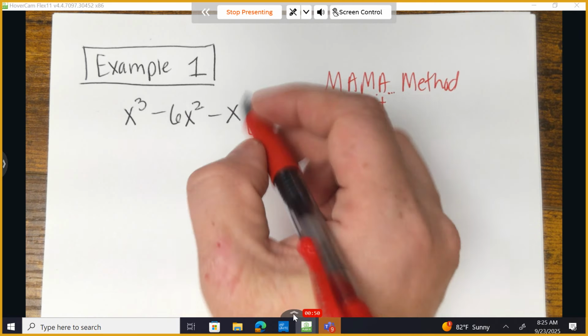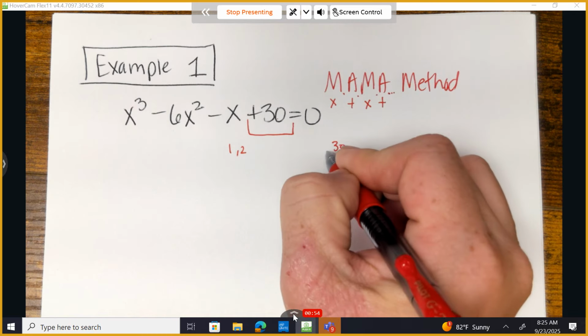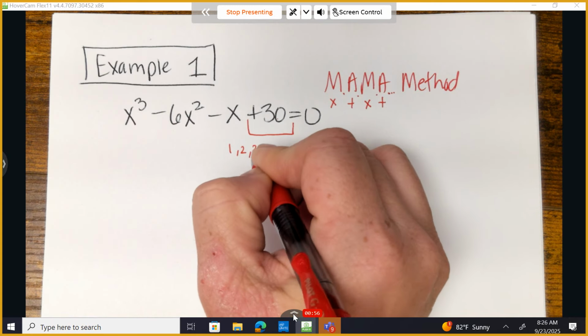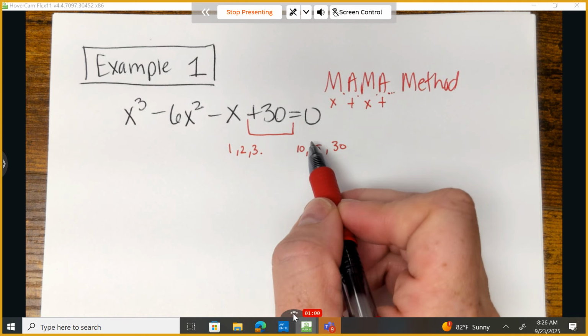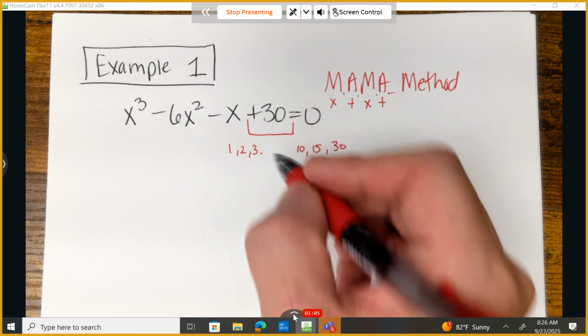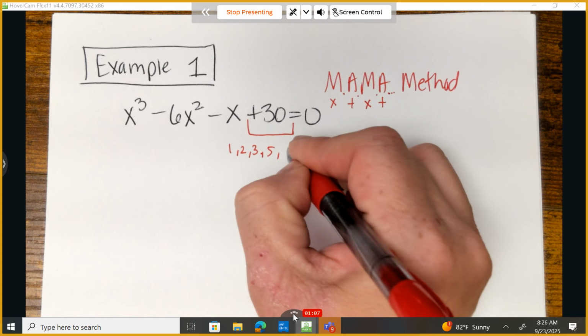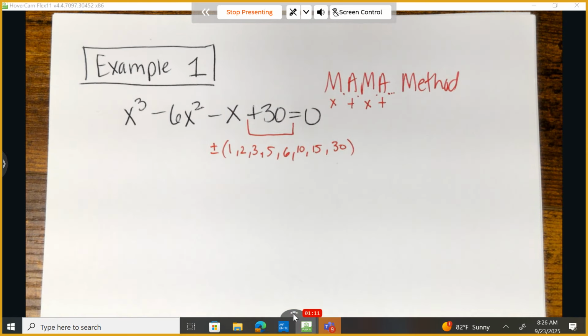The way I think of it is 1 times 30 is 30, 2 times 15 is 30, 3 times 10 is 30. Now, there's 4. I can't take 4 times an integer and get 30 because 4 doesn't evenly divide into 30, but 5 and 6 do. In front of this, please put a plus or minus.